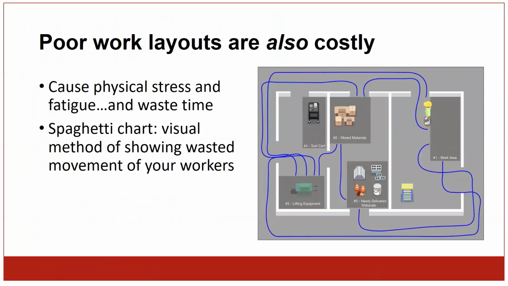Construction workers also suffer from physical stress and fatigue, which impacts their productivity during work. This slide shows an example of a poor work layout. The blue line indicates the path a worker would have to travel to retrieve their materials and equipment in order to move to a location where it will be installed. This spaghetti chart is a visual way to see wasted motions that likely increase fatigue and decrease productivity.